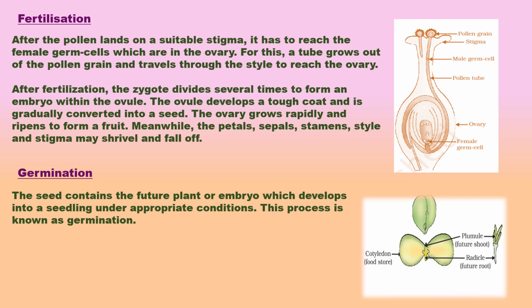A male gamete moves down the pollen tube. The pollen tube enters the ovule in the ovary. The tip of pollen tube bursts open and male gamete comes out of pollen tube. In ovary, the male gamete of pollen combines with the nucleus of female gamete or egg present in ovule to form a fertilized egg, called zygote, and we say that fertilization has taken place.